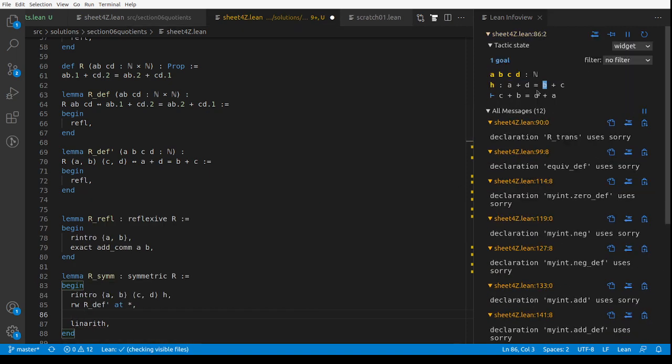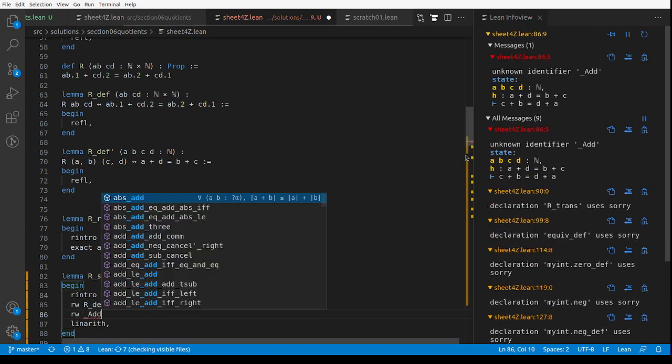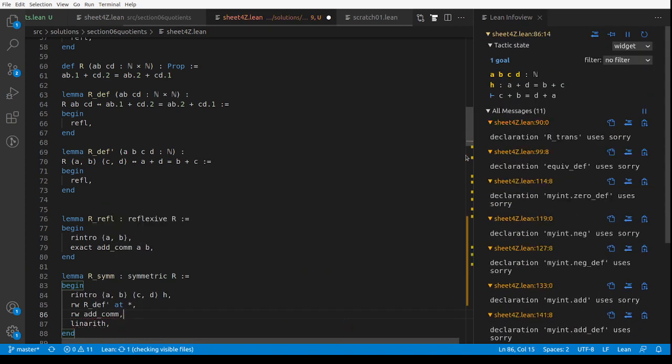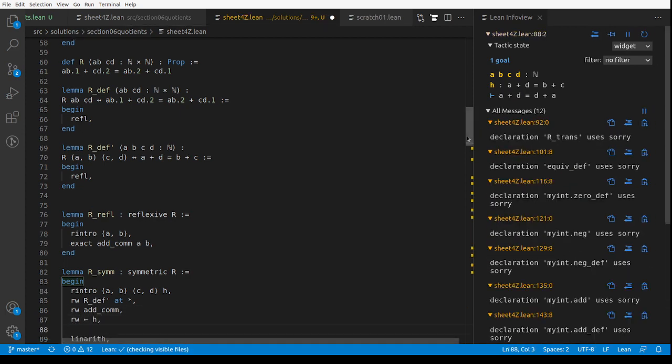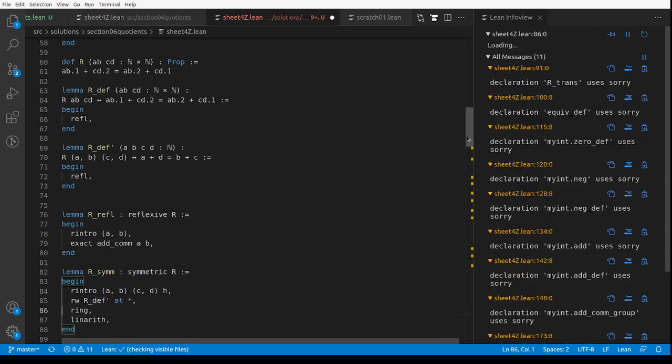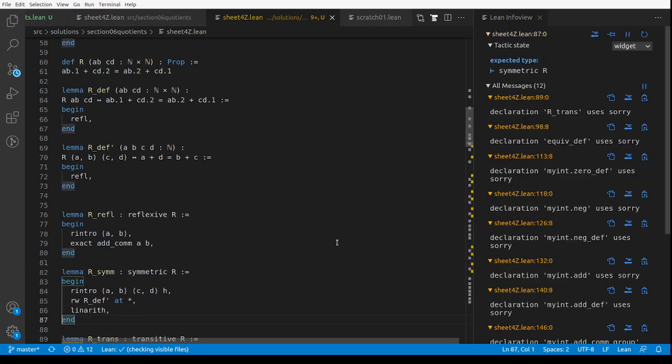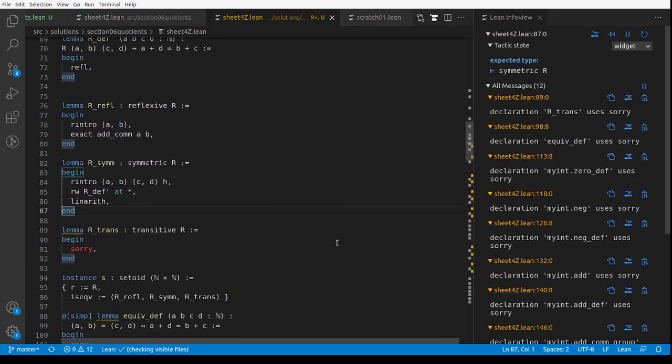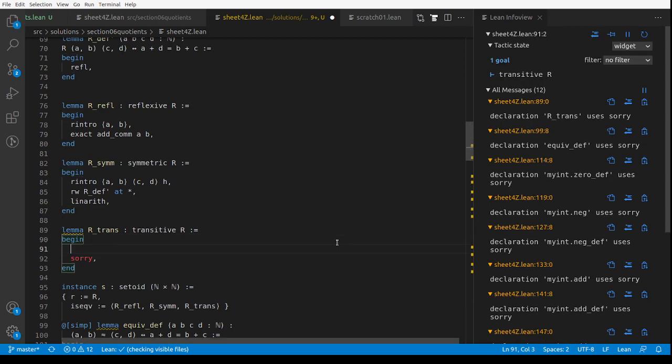You see, we've got B plus C, but this is C. Let's rewrite add_comm. This is what I was doing in the previous video, and now this is A, B plus C, so we can rewrite H that way, and now finally, we can ring it there. But the linarith tactic just nails this completely, which basically is what makes this sheet feasible.